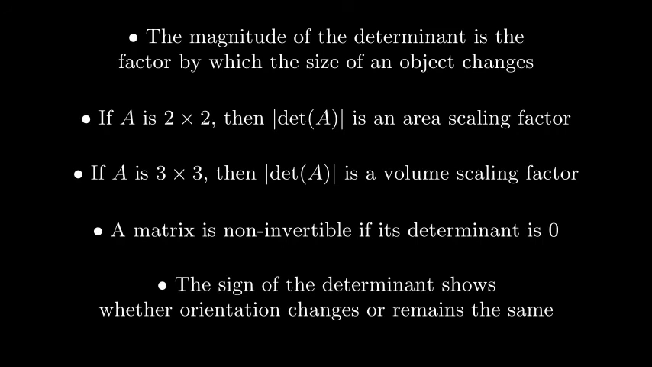Hopefully now, a determinant is no longer just a number to you. The magnitude of the determinant tells you about size, and the sign of the determinant tells you about orientation. And we can now understand why a zero determinant tells you that a matrix is not invertible.